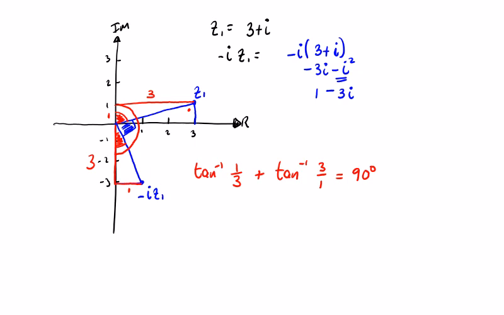So we can see that if we multiply a complex number by i or minus i, it rotates it through the origin at a 90 degree angle. Minus i goes clockwise, in this direction, and i goes anti-clockwise.